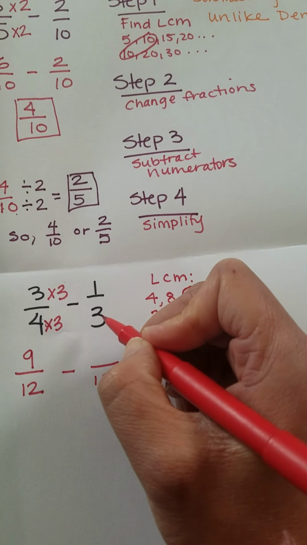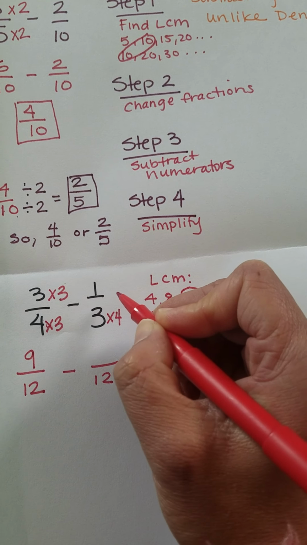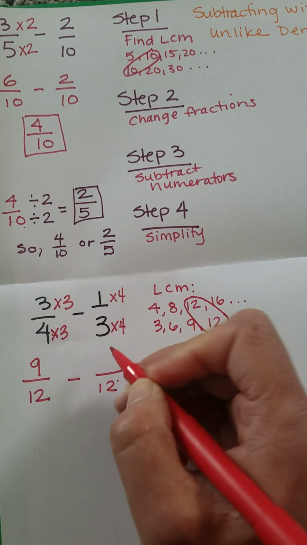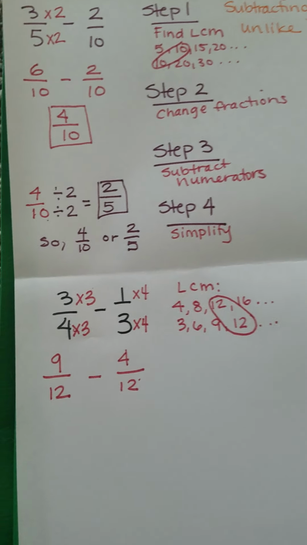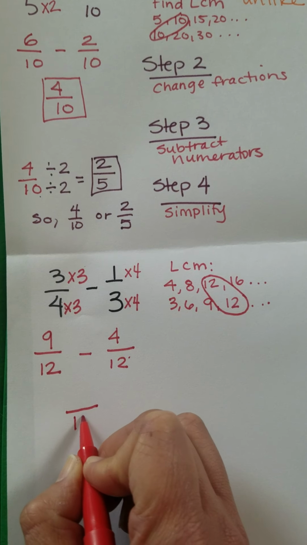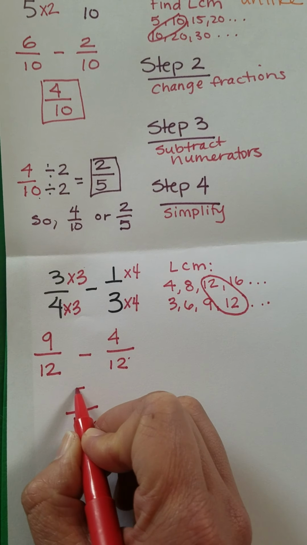Now let's try our next one. 3 times 4 is 12. Whatever you do to the bottom, you do to the top. 1 times 4 is 4. So now we're on step 3. We can subtract these. Notice my denominator stays the same. 9 minus 4 is 5.